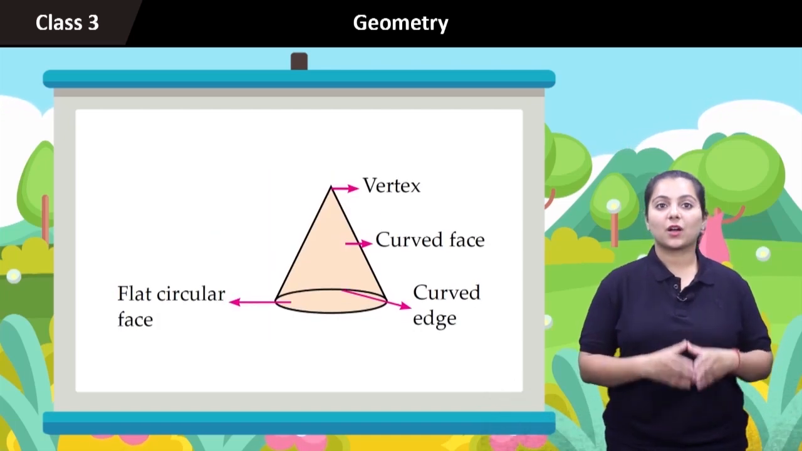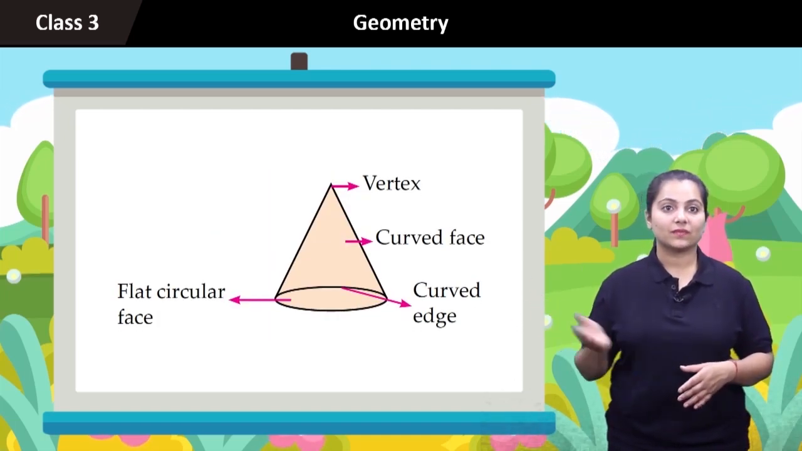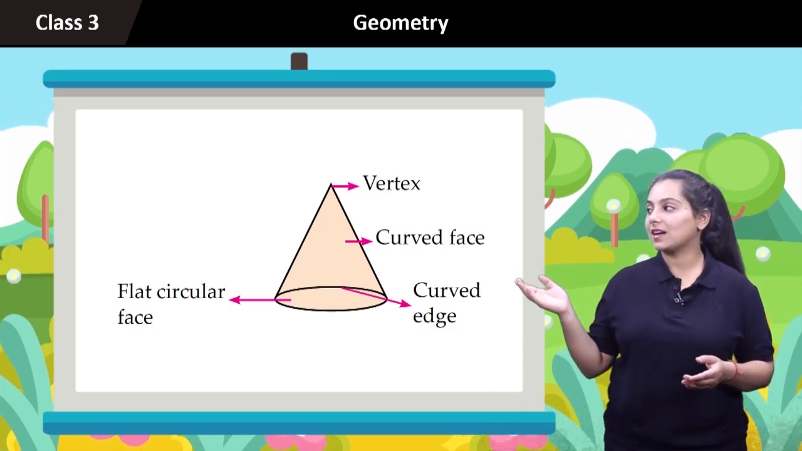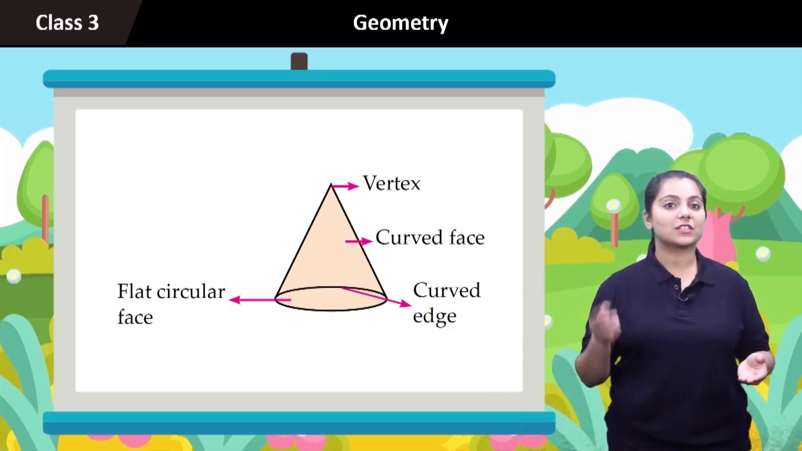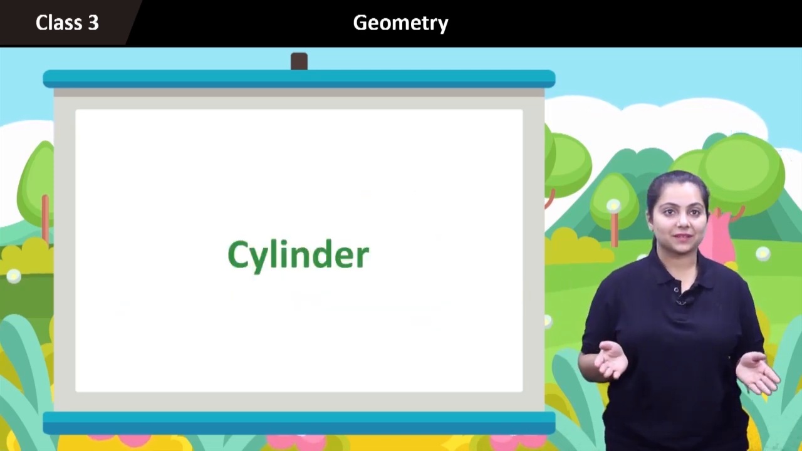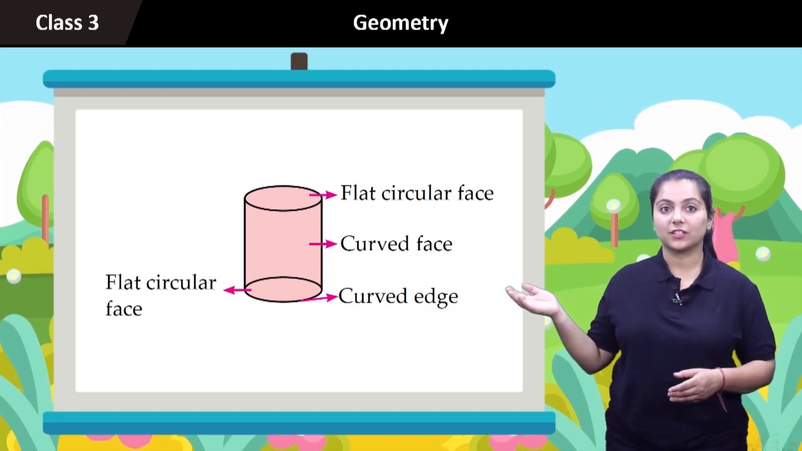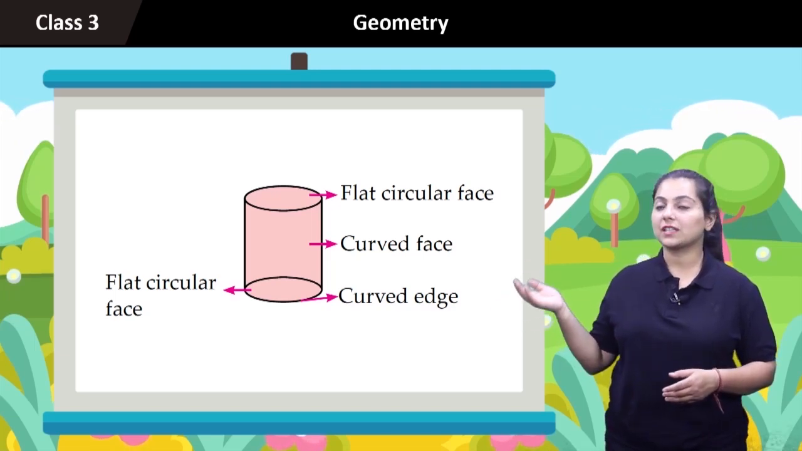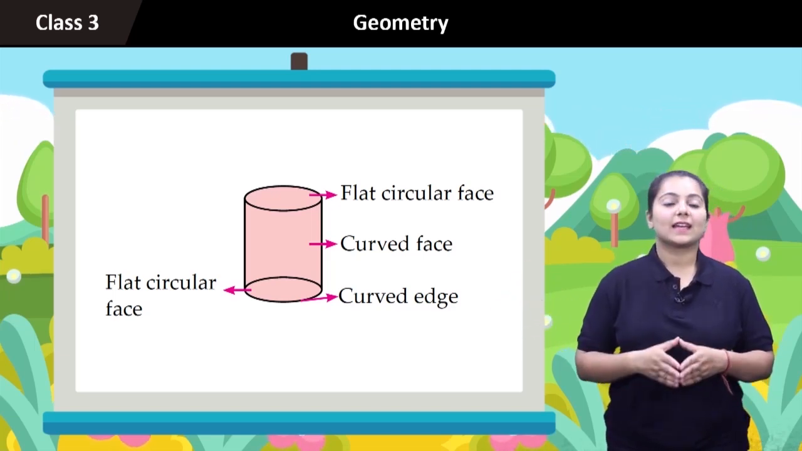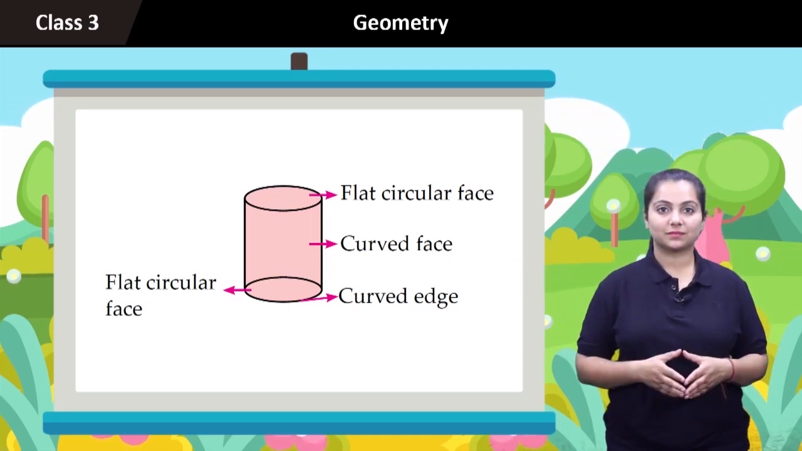Cone. A cone has 2 faces. One is flat circular and the other is curved. It has one vertex and one curved edge. Cylinder. A cylinder has 3 faces. 2 flat circular faces and one curved face. It has 2 curved circular edges.